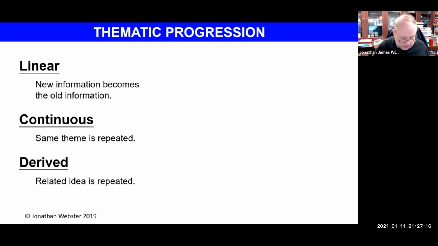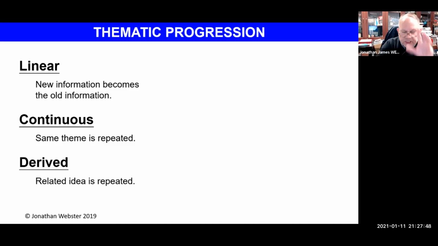Now, when you're looking at a text, it's not just one clause, it's one message, message after message after message. And so you're choosing theme progressively throughout the text. Now, how do you do so? Is there a kind of thematic progression? Is there a kind of patterning here? There are three kinds of patterns that we can choose. Linear.